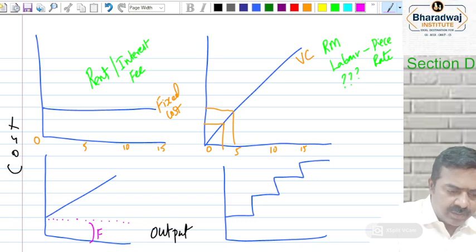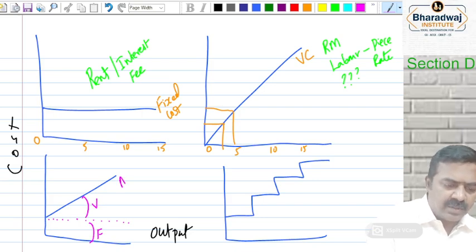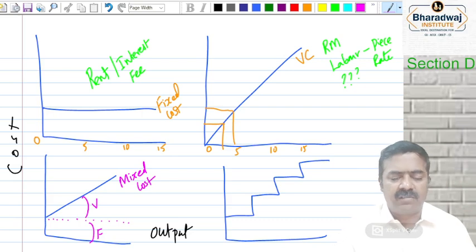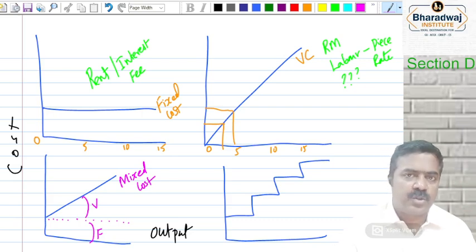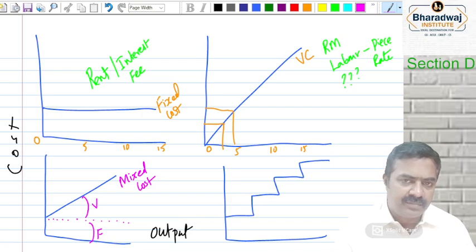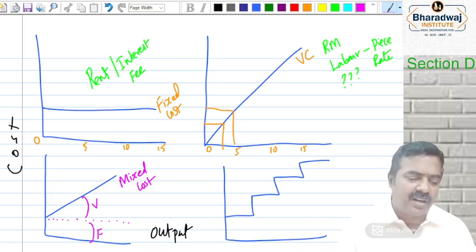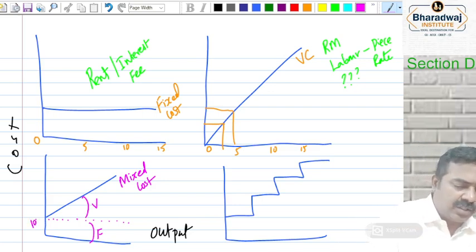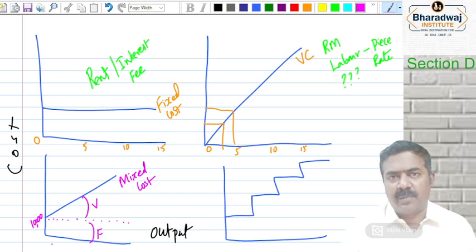There is a fixed portion. There is a variable portion. This is called mixed cost. In India, we use the word semi-variable cost. A part of the cost is fixed and a part of the cost is variable. This is known as which one? Mixed cost. A part of the cost is fixed. For example, $10,000 is fixed per month. Then thereafter it is variable.